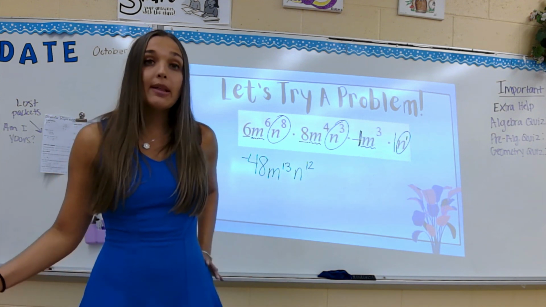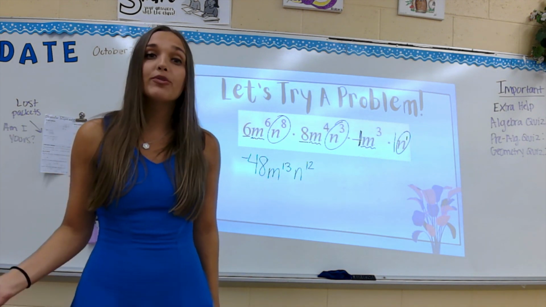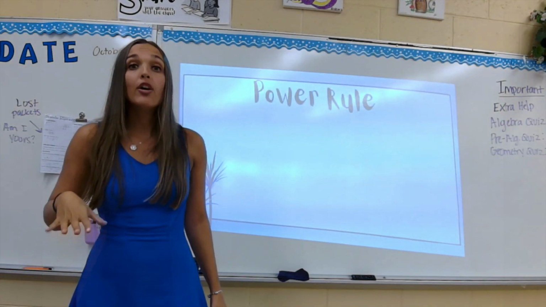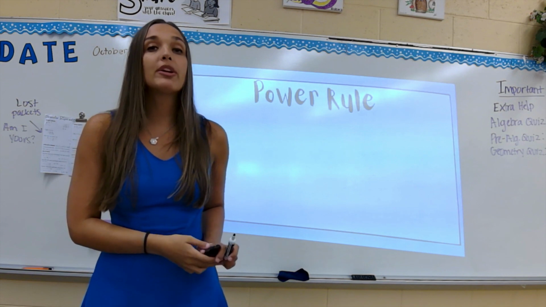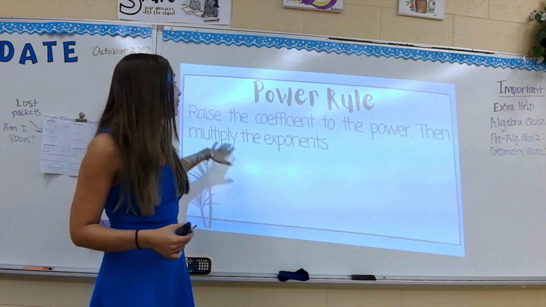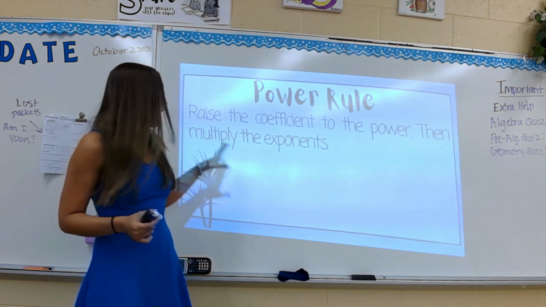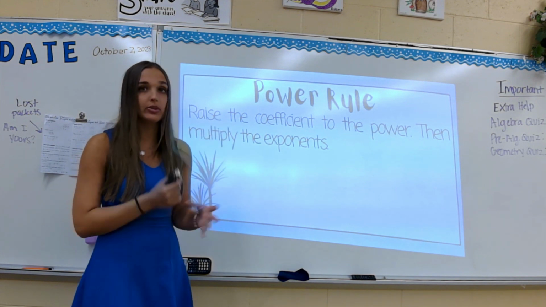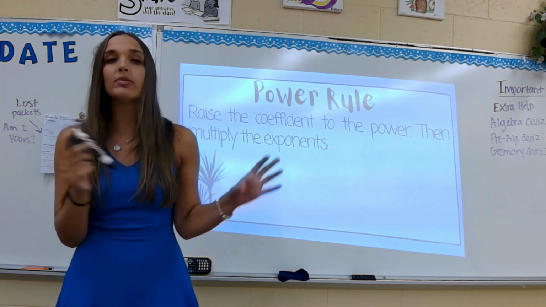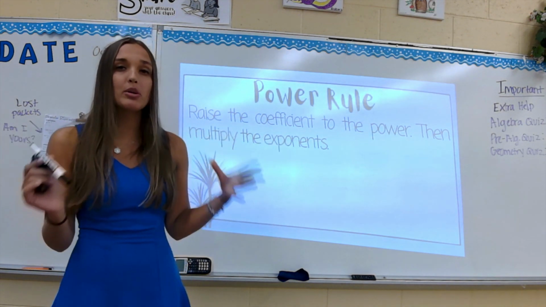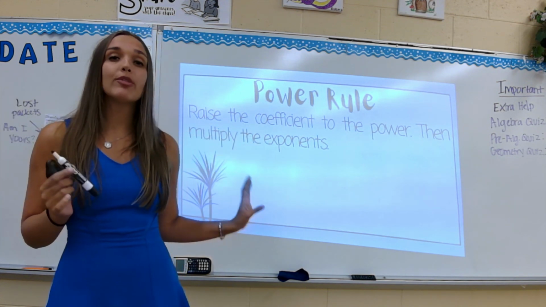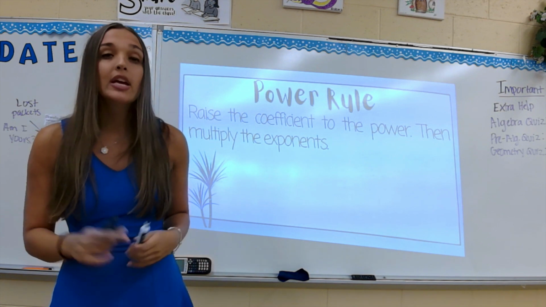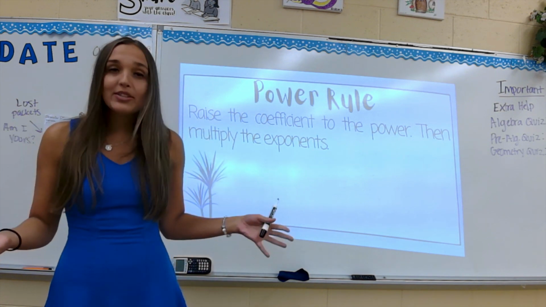Now let's take a look at the power rule and see what we would do for those types of problems. For the power rule, we are going to do something a little bit different, where we are now going to raise our coefficient to the power given and then multiply the exponent. So this is something we have to remember. And the terms raise the coefficient to a power are really interesting. You might not understand that. So let's take a look at one of the more straightforward questions to be able to see what I am talking about.